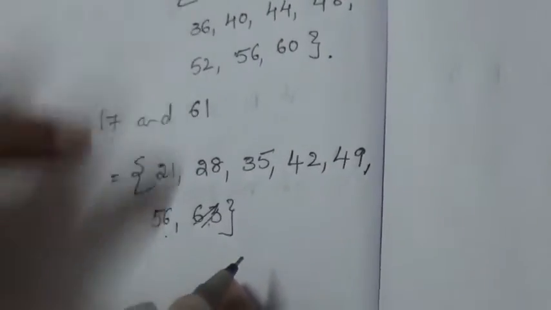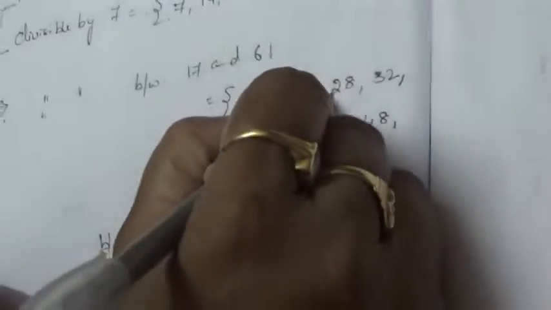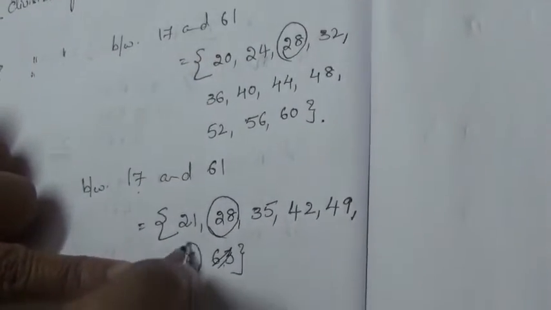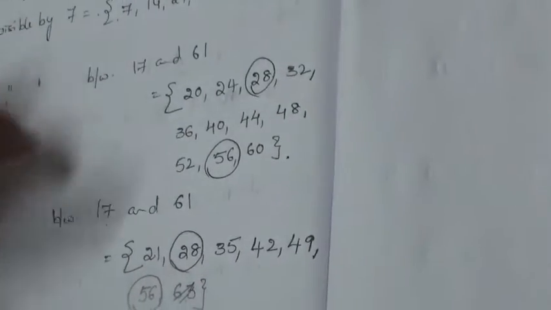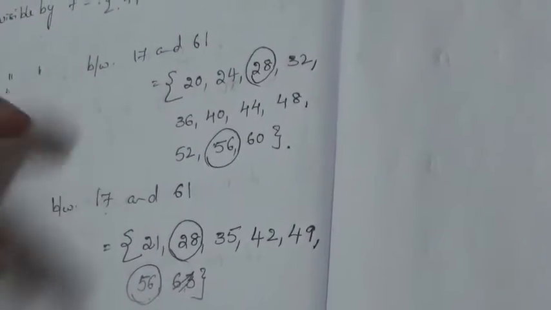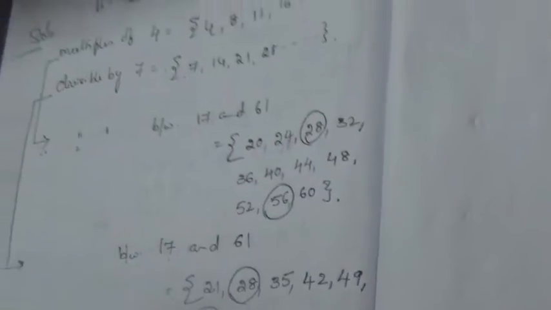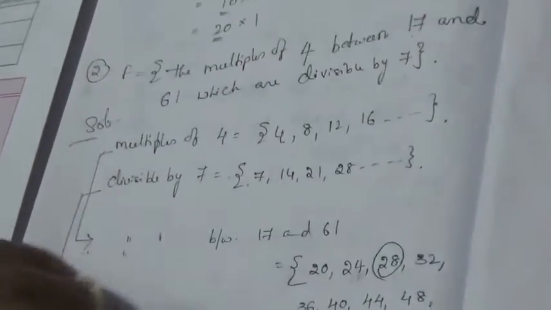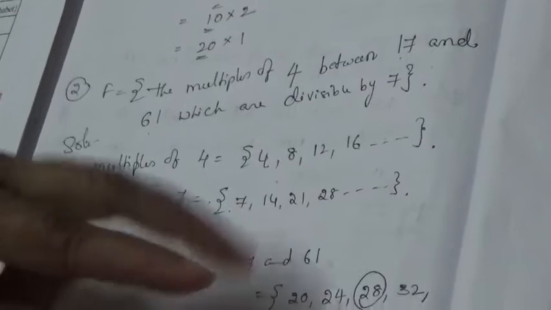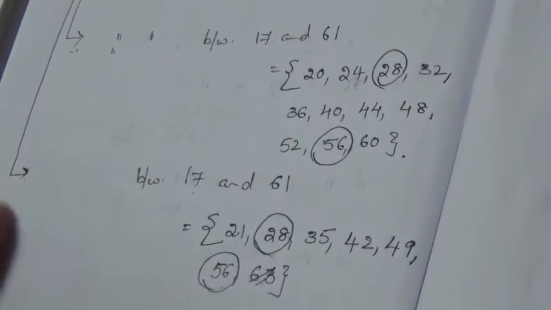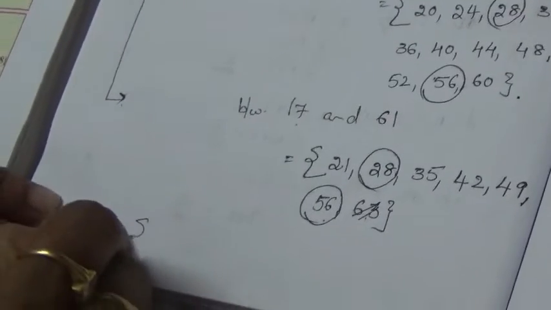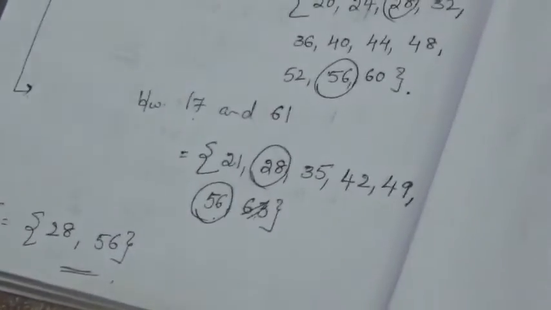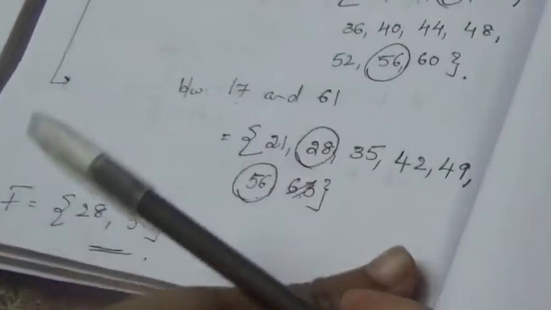What are the common elements in these two sets? Look here, 28 is repeated and also 56. We have to satisfy both conditions. In the question, the multiples of 4 between 17 and 61, and which are divisible by 7. What are the common elements in both? 28 and 56. That's why the final answer is F equals the set of 28, 56. That's it. It is the answer. I think you understand this one, right?